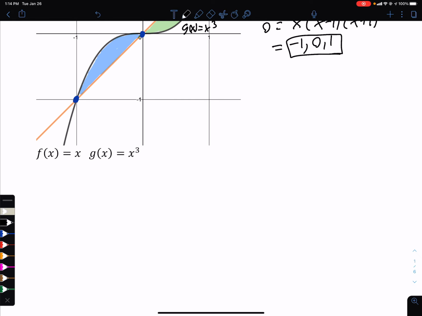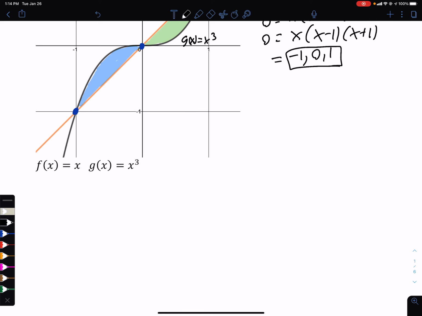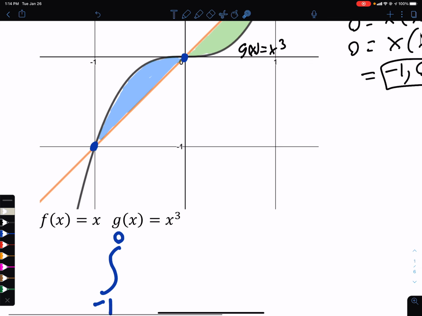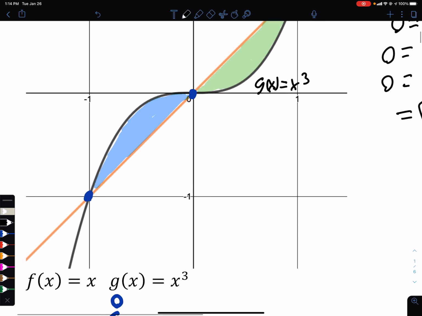Now, how do you find the total area? We are going to find the area of the blue region first. So in the blue region, we're going to add up a bunch of rectangles. That's what the integral sign says. We're adding up. We're going to start at negative 1 and end at 0, because we found negative 1 and 0 were our first two intersection points. And then we need the height and the width of these rectangles. So I'm going to draw a representative rectangle. That's not a pretty one. So that's a general rectangle.